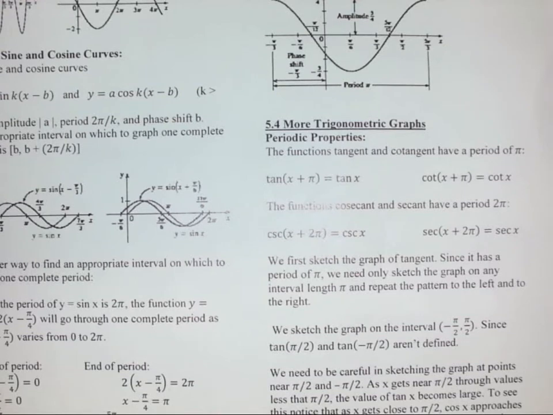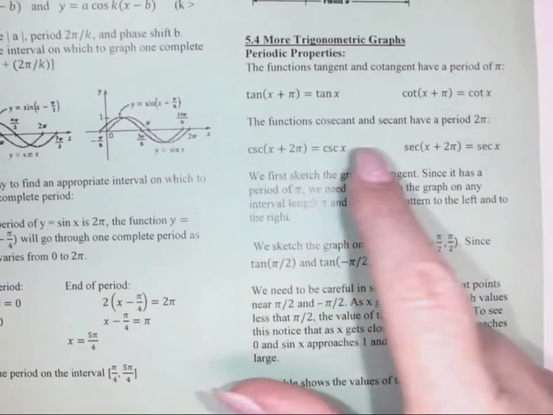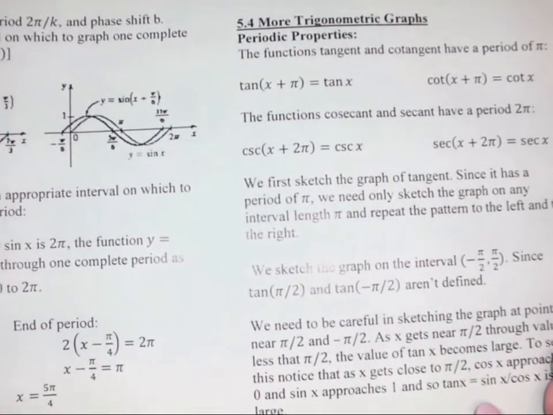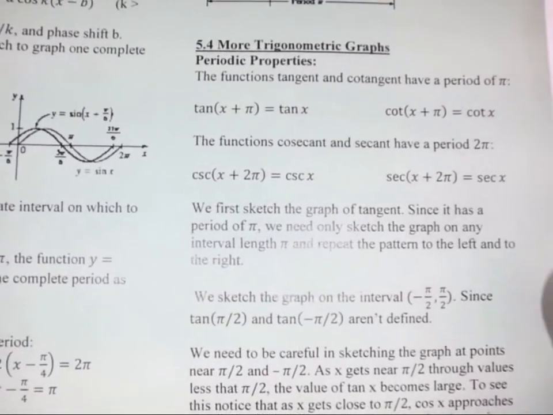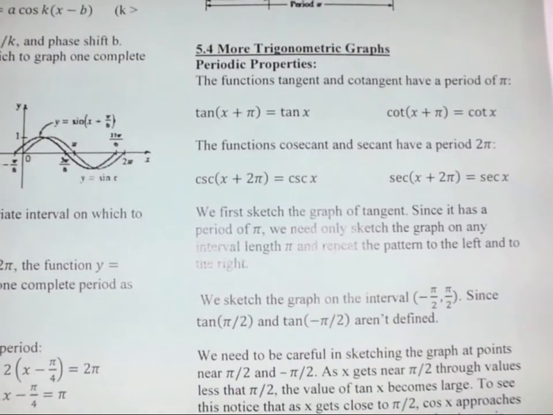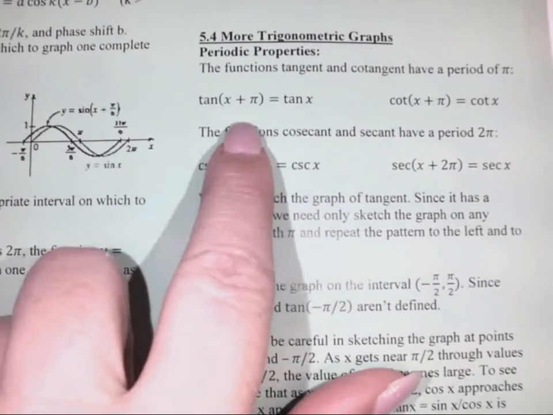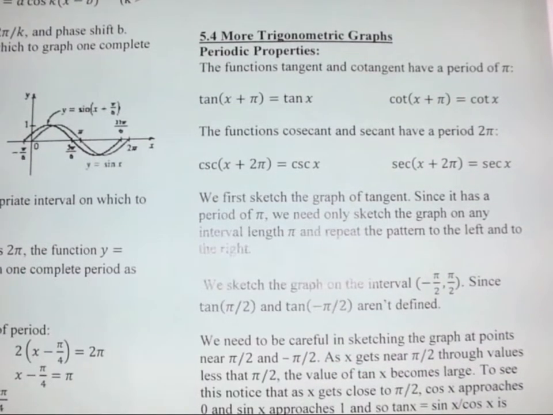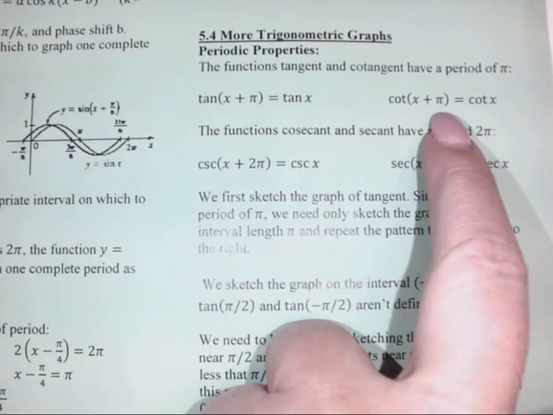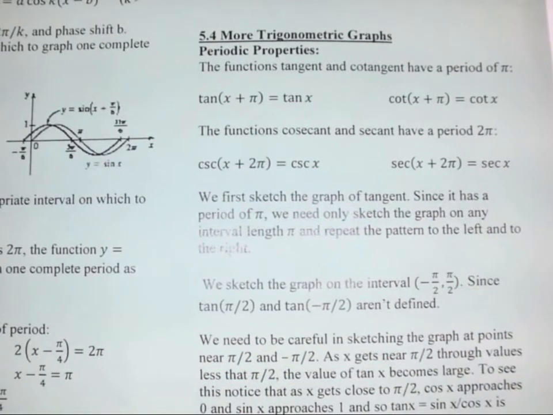So we're going to continue our discussion on trigonometric graphs, and now we're going to talk about tangent and cotangent and cosecant and secant graphs. So the functions tangent and cotangent have a period of pi. So tangent of x plus pi, that means any number of pi's is going to equal tangent of x. And then cotangent of x plus pi will be equal to the cotangent of x.